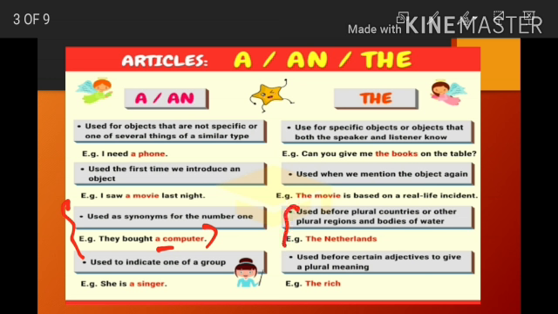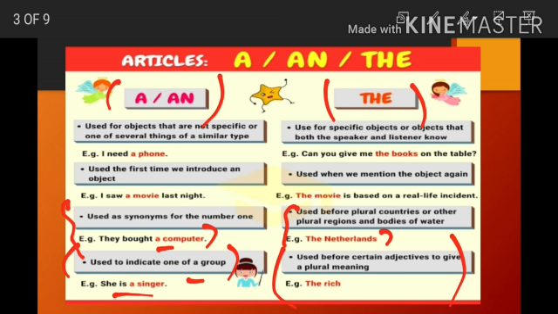Used before plural countries or other plural regions and bodies of water. So कोई भी plural country और other plural region के पहले भी the use होता है. Here we are not supposed to use a or an before any kind of plural object. Then, used to indicate one of a group. So here to indicate one of a group also we can use a or an.